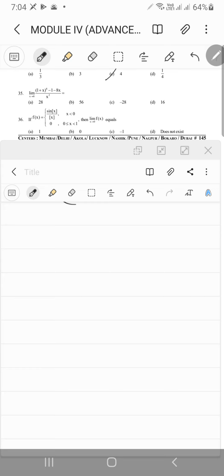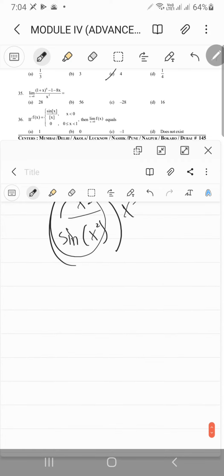Next question is limit x approaches 0 of (1 plus x) to the power of 8 minus 1 minus 8x, upon x squared. Yeah, so I think I got it. No, wait. (1 plus x) to the power of 8. You know what? Let's actually expand this. (1 plus x) to the power of 8.